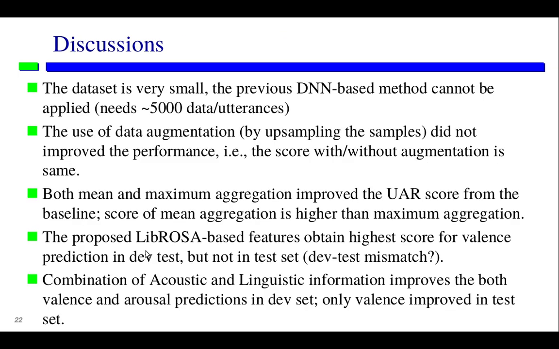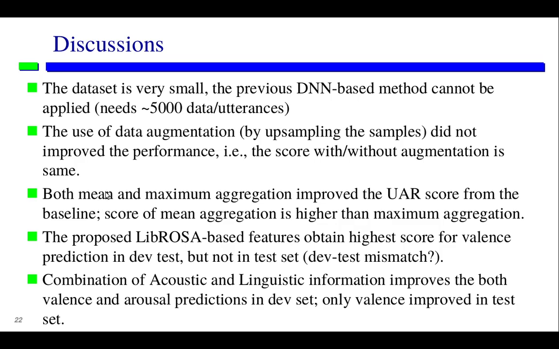So, some discussions for this research and this challenge. First, the dataset is very small, only 261. In my previous work, I used DNN-based methods, but they cannot be applied here because the data is very small. I already tried to apply it, but the result is worse. And second, the use of data augmentation by adding more samples for under-resourced data didn't improve the performance. That is, the score with and without augmentation is the same.